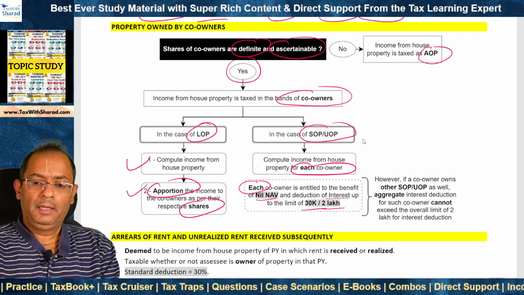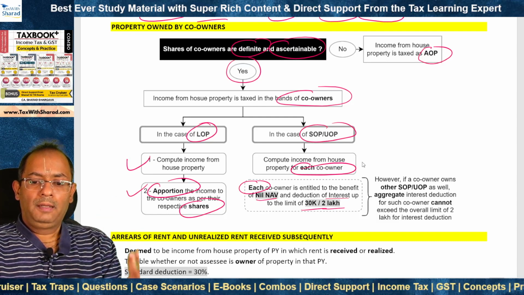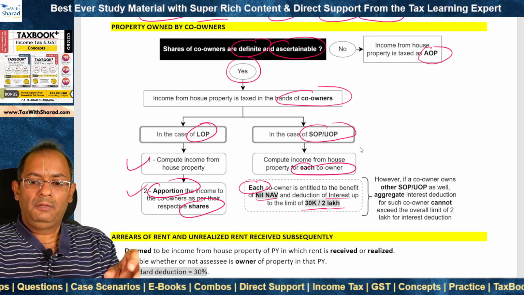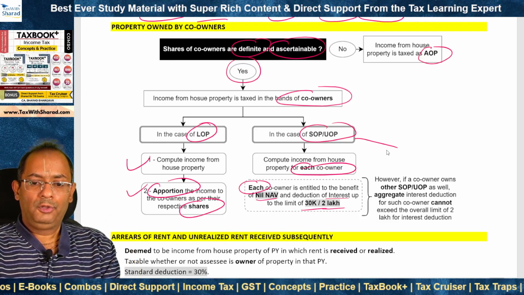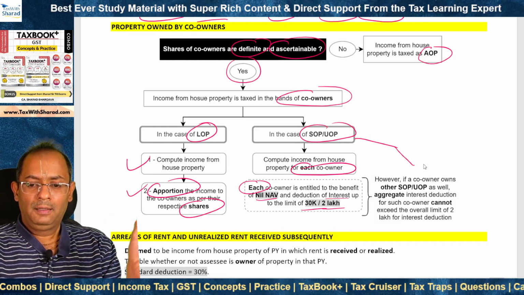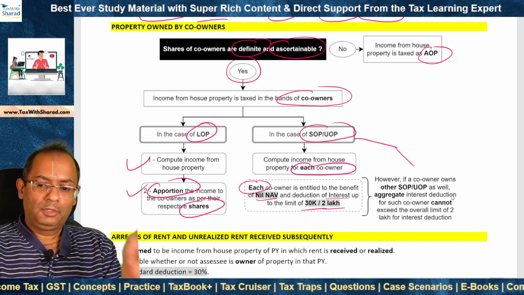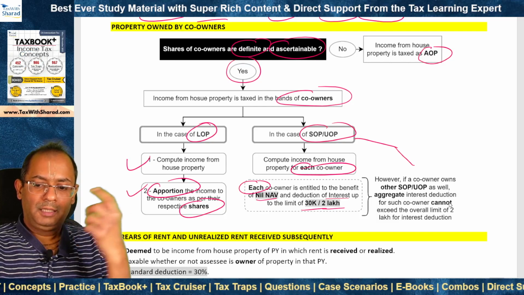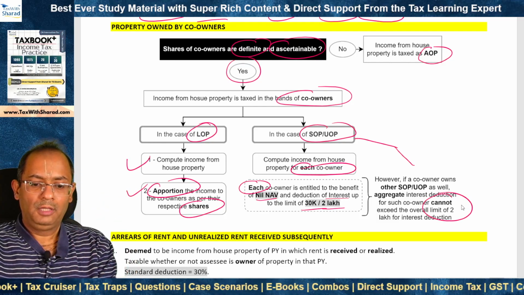What we need to note here is where a co-owner is owning a SOP or UOP which is other than this SOP or UOP which is co-owned. That means there are more than one SOP or UOP. In that case, as we noted above, the overall interest deduction limit cannot exceed the limit of 2 lakhs. This is what we need to keep in mind.